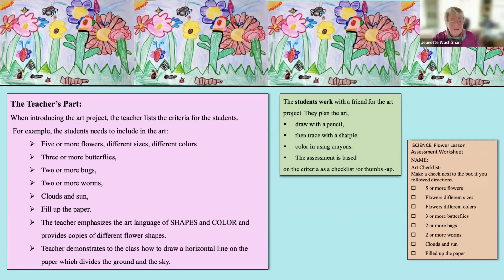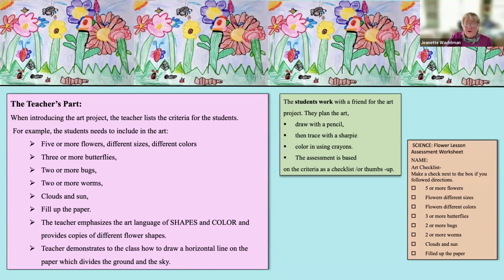Now, as a classroom teacher or an instructor, you can use this format. And so your parts are this. You're going to set up criteria. You're going to include some art language, and you're going to demonstrate, get the students started and give them the steps that they're going to follow, plus you're going to have an assessment. And if you follow this format, it works very well and very succinctly in the classroom.